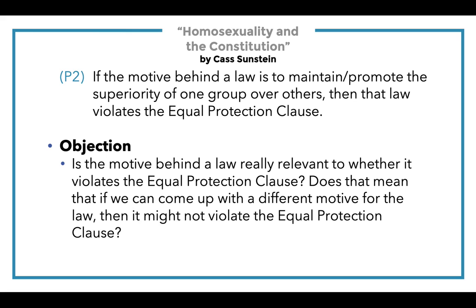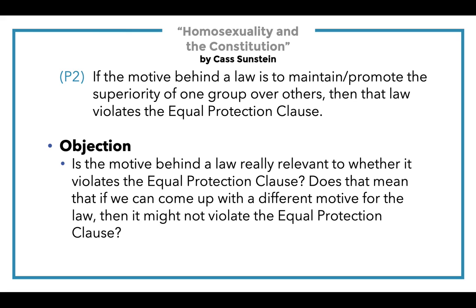Maybe a better premise would say something like, if a law maintains or promotes the superiority of one group over another, then the law violates the Equal Protection Clause. So maybe the motive of the law isn't important, maybe just the consequences or the effects of the law are what's important. But either way, the laws against same-sex marriage are going to be in trouble, right? We could give a stronger argument, and maybe it's better if we say, if a law maintains or promotes the superiority of one group over another, then the law violates the Equal Protection Clause. If we go with that premise, I think Sunstein's argument works just as well.